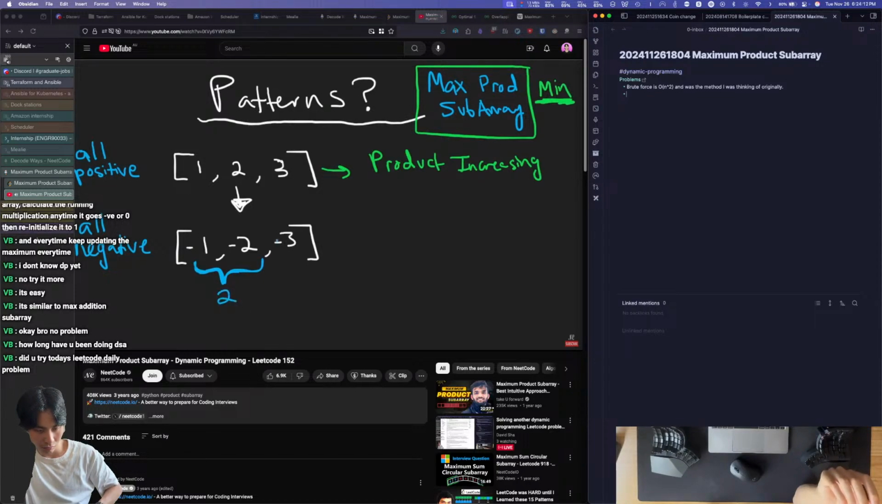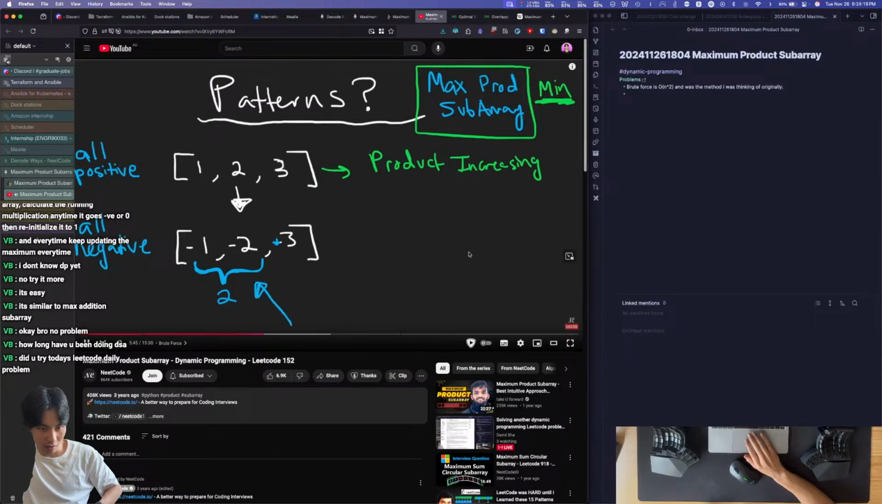Now, if we had a positive 3 again, then we would say, okay, if I can get the max subarray of the first two, multiply it by 3, I'm going to get 2 times 3. I'm trying to pause. My computer's so slow.